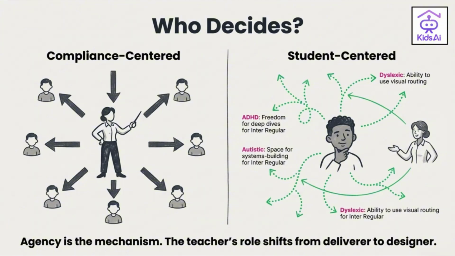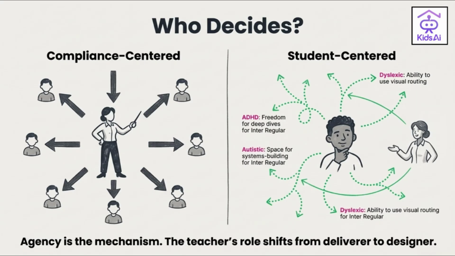Amy Kamarian, who did some PBL research with the University of Michigan, states that decades of research show when students have agency, choice in how they approach problems, what counts as success, outcomes improve, particularly for students who've been told their thinking is wrong.